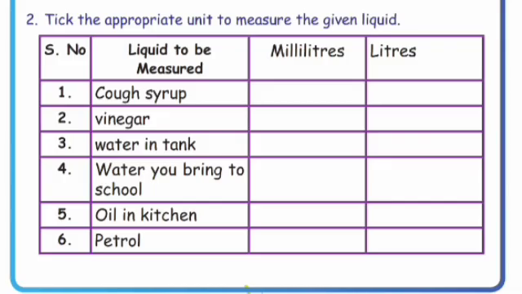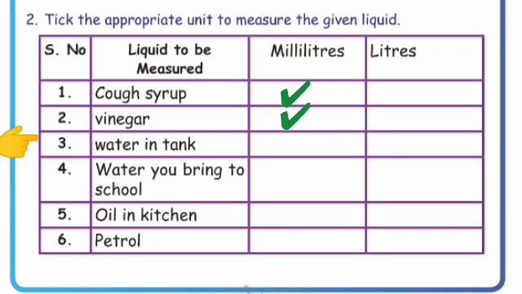Tick the appropriate unit to measure the given liquid. Here the given liquid is to be measured in milliliters or liters. We have to put a tick mark, milliliter or liter. So first one, cough syrup. Usually we buy cough syrup in small bottles. So we have to put a tick mark in milliliter. Usually we buy vinegar in small bottles. So we have to put a tick mark in milliliter.